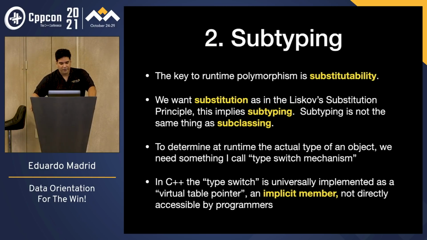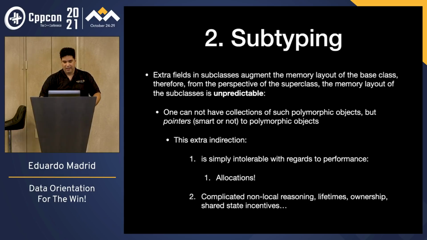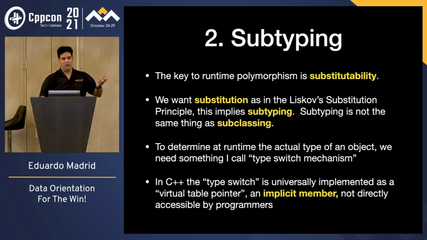Now, polymorphism requires something that is going to activate the true behavior of the actual type of the object at runtime, and I call that the type switch. In C++, the only type switch that you have is the virtual table pointer. But the problem is that that is an implicit member. You don't have any control over it, and that is so problematic.